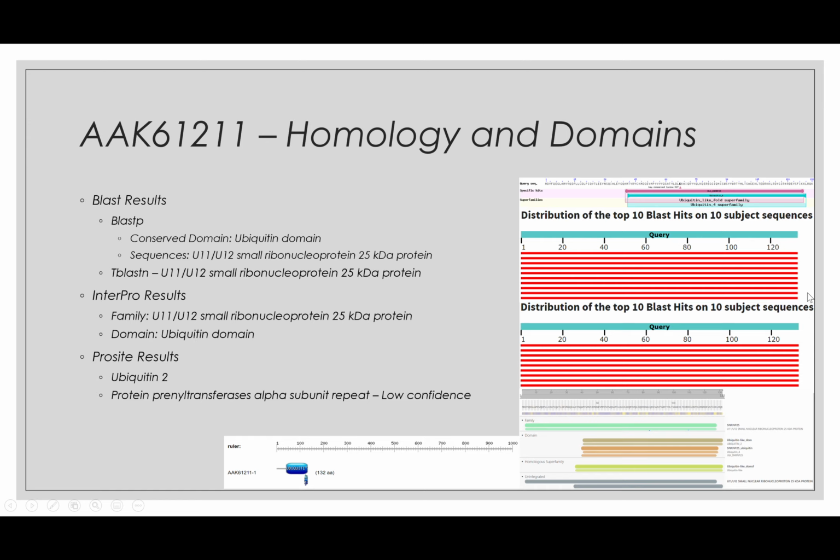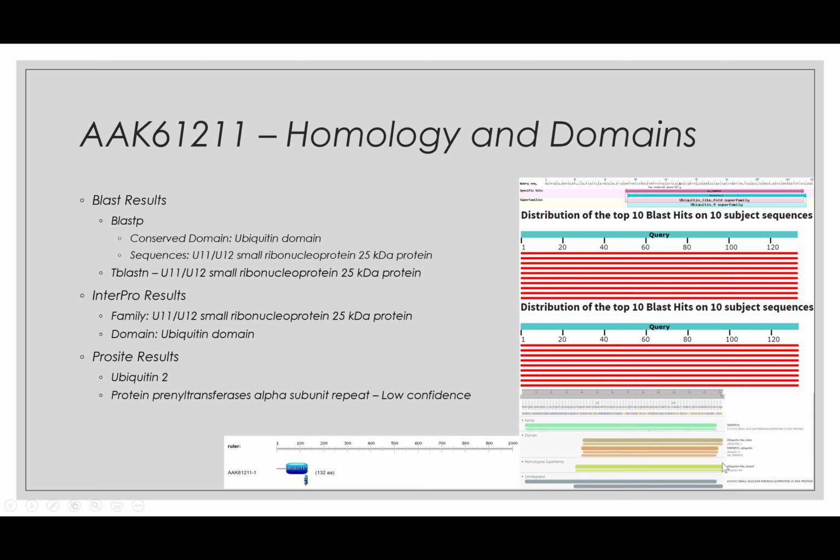all the protein sequences were U11, U12, small ribonucleo 25 kilodalton proteins. I just picked the top 10 for the graphics. And then doing a T-BLAST-N, again, they were all U11, U12, small ribonucleo 25 kilodalton proteins.